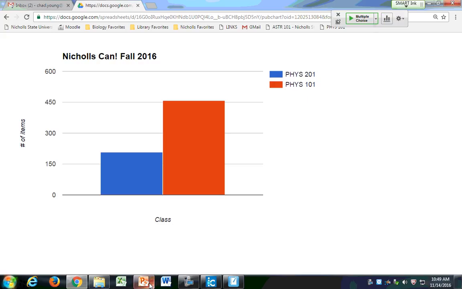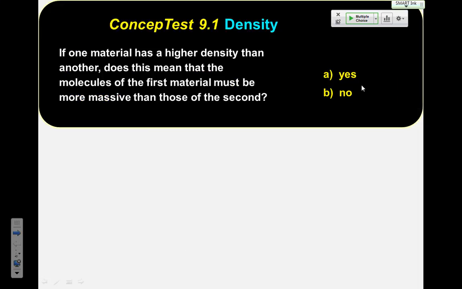Let's do a few clicker questions before we get started. I don't think we've done any of these for chapter 9, have we? Am I right about that? We have done some? We haven't done any. Okay, good. So we're good to go on some of these.